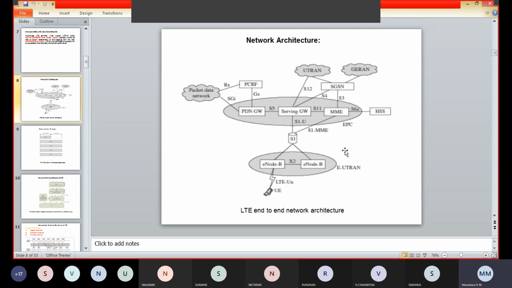The home subscriber server, that is HSS, is responsible for the service authorization and user authentication. And the serving GPRS support node, that is SGSN, is for controlling packet sessions and managing the mobility of the user equipment for the GPRS networks.